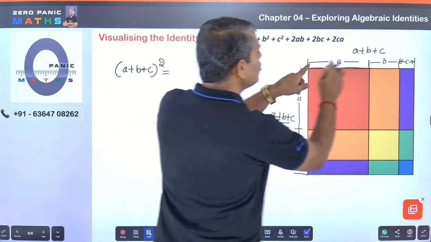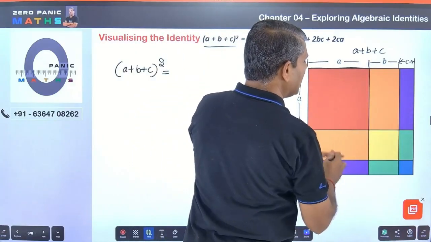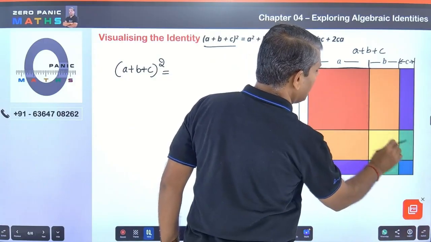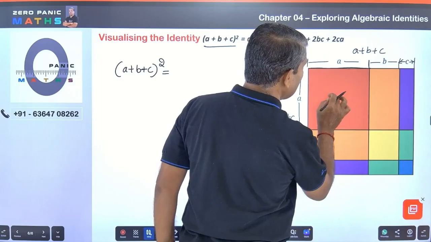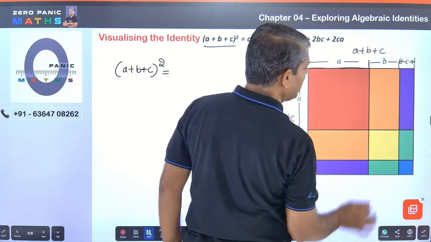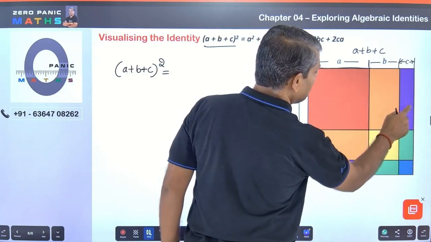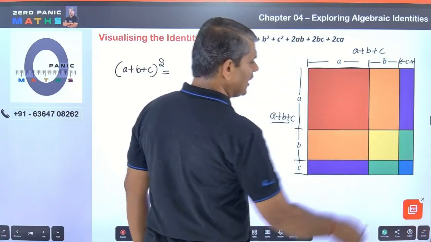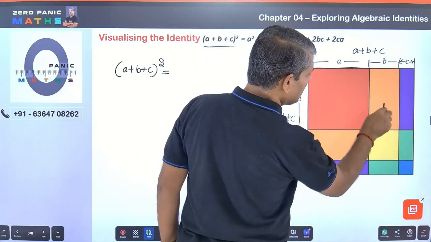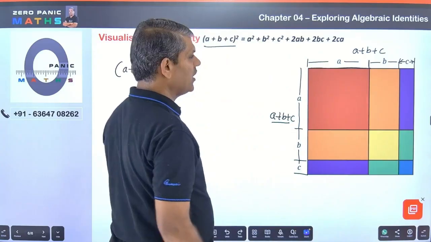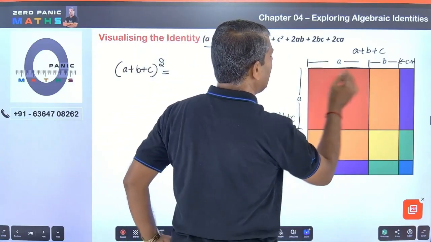Now that outermost square's area is the sum of the areas of all these rectangles and all these squares. There are three squares: this is one square, two square, and a third square. Again, there is a rectangle here and a rectangle here. Green is a rectangle, orange is a rectangle. Red, yellow, and blue are the squares. Now let us find the area of all of these.